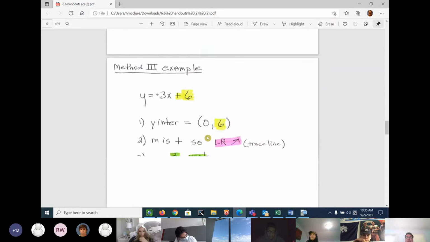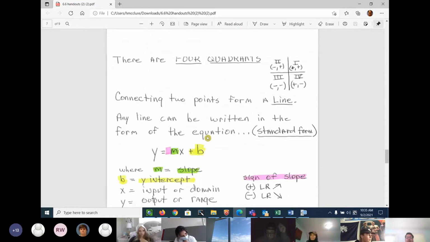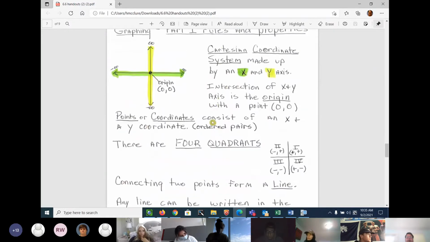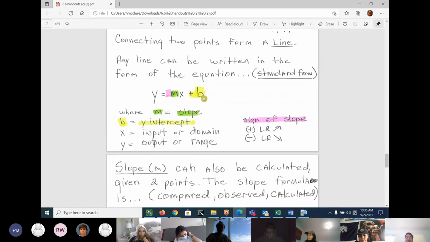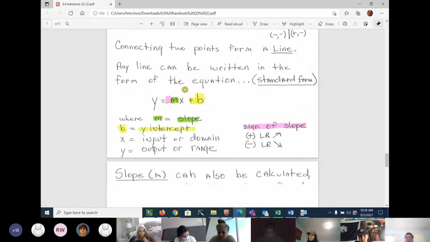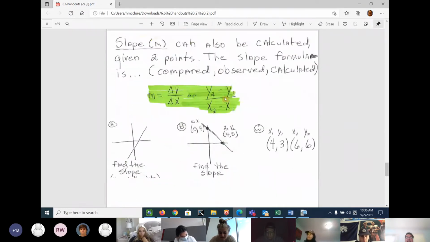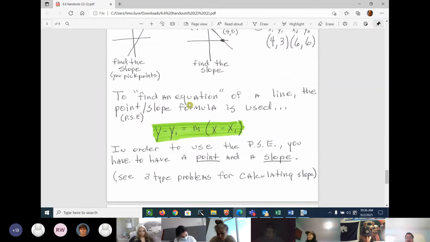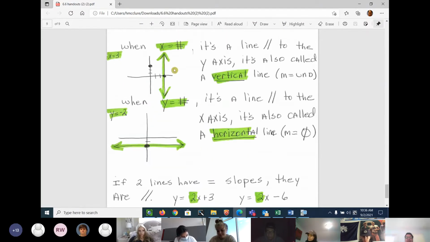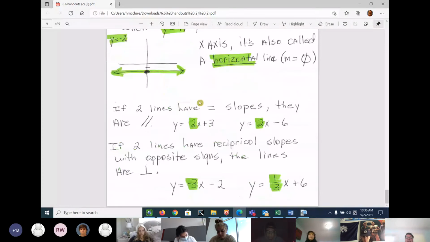It shows you not only the 3 methods, but it also shows you the properties of graphing. The quadrants, how you actually plot a point, the general form of a straight line. These are called linear equations. And how to calculate the slope, and how to find the equation of a line. It also gives you vertical and horizontal line properties, as well as parallel and perpendicular.